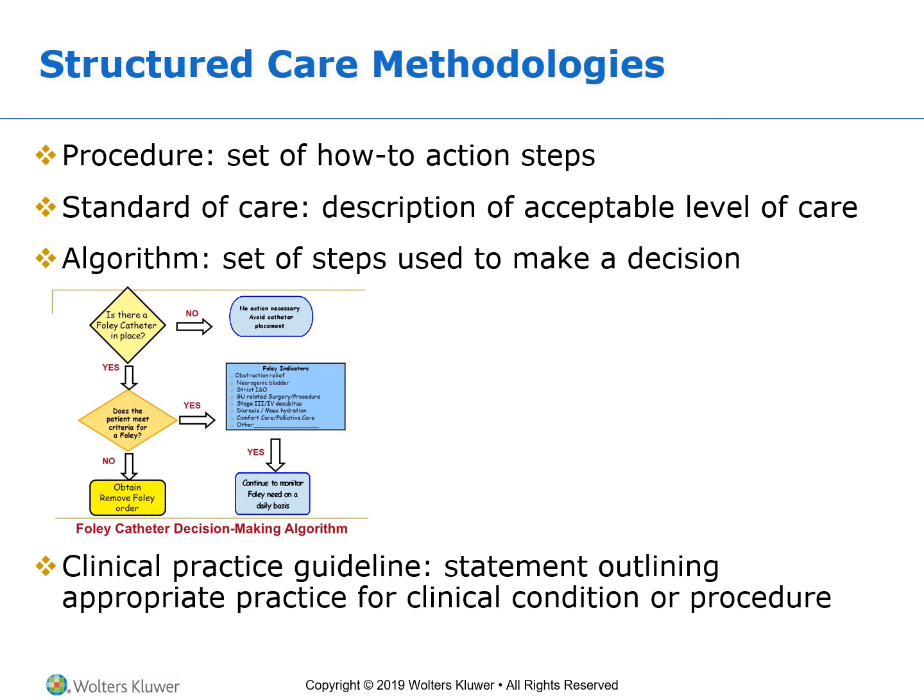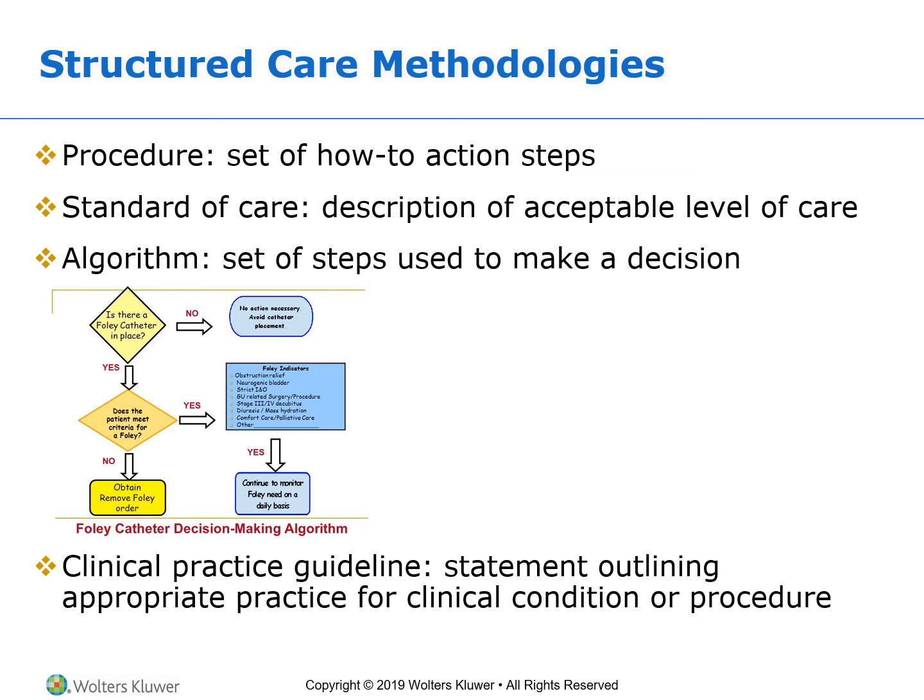So in order to standardize nursing care, there are different forms that have been taken on, and past approaches have included procedures, standards of care, algorithms, and clinical practice guidelines. Each one of these approaches is aimed at helping the nurse identify and select the appropriate intervention that produces optimal care, reduces legal risk, and lowers healthcare costs at the same time.